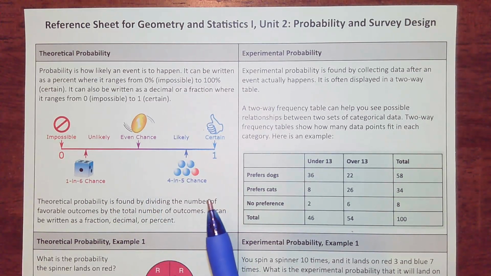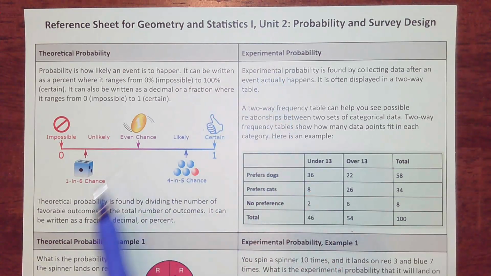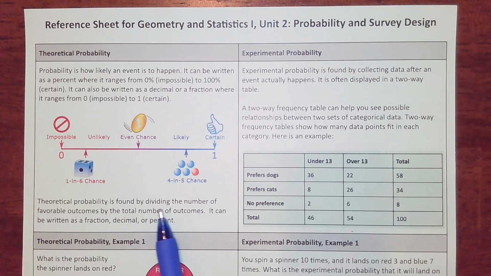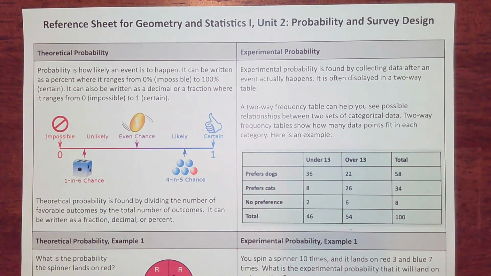Now, there's two kinds of probability. There's theoretical probability and experimental probability. This says that theoretical probability is found by dividing the number of favorable outcomes by the number of outcomes. It can be written as a fraction, decimal, or percent. Now that's a little confusing, so let's actually talk about what that means.